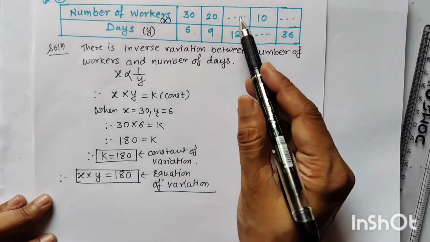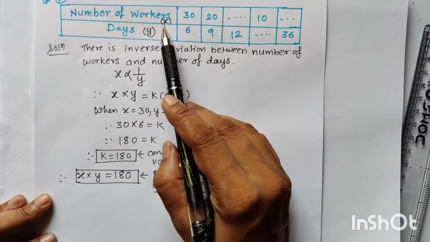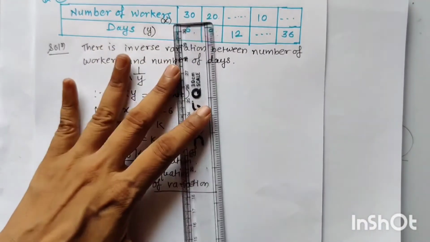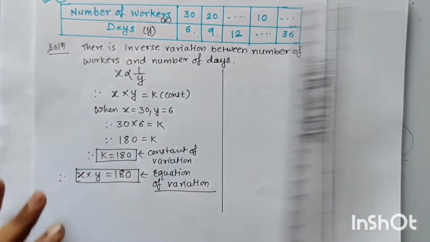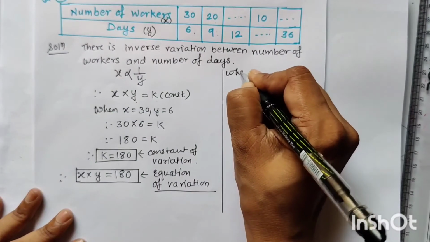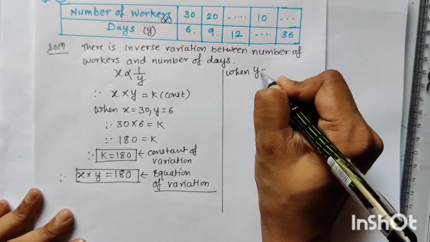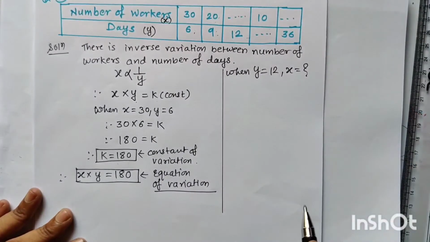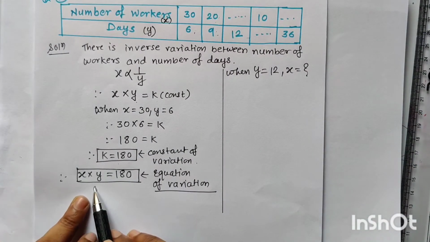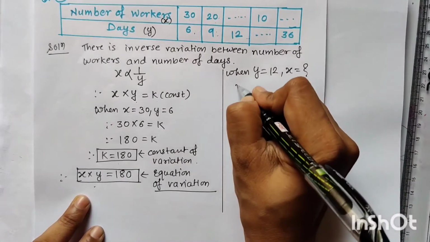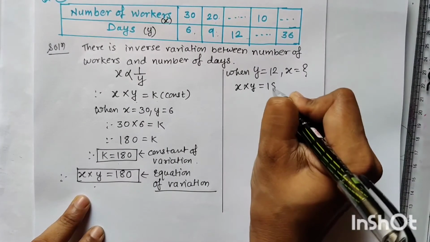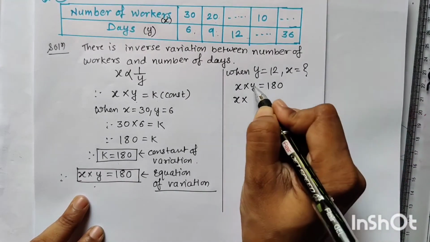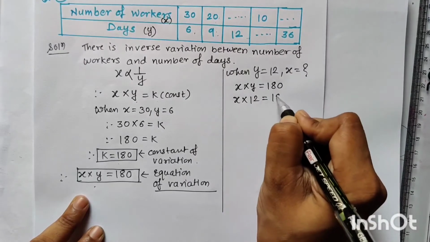Okay, now we have to find values one by one. For workers x, we have to find out where y value is given as 12. So let us see. When y is equal to 12, we have to find x is equal to how much. How to find? We will first write this equation of variation from our sum. So x into y is equal to 180 is our equation of variation. We will substitute the value of y. X we write as it is. In place of y we write 12 is equal to 180.